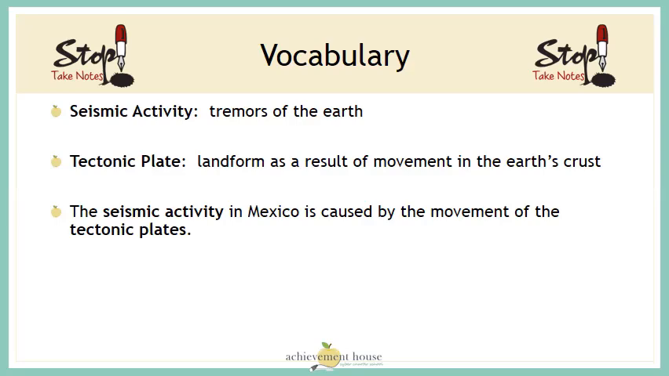Take out your notebooks and jot down this vocabulary. During the lesson, we'll be talking about each of these words in greater detail. Seismic activity, or tremors of the earth. Tectonic plate is a landform as a result of movement in the earth's crust. The seismic activity in Mexico is caused by the movement of the tectonic plates.